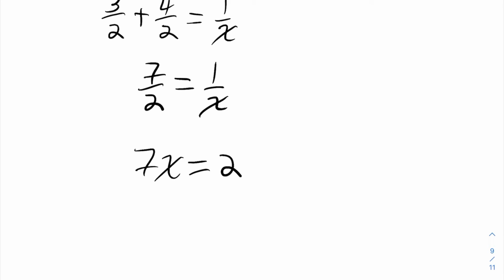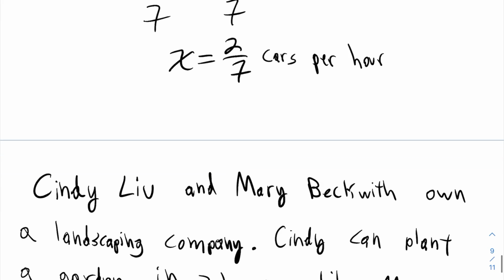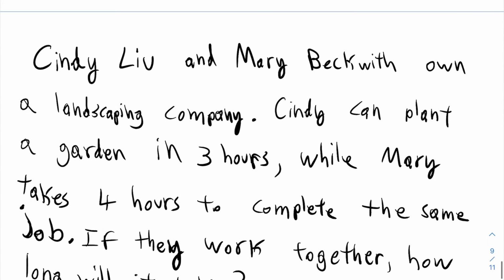So you divide both sides by 7, and you get x is equal to 2/7 hours, which means they'll do the 1 car in 2/7 of an hour. 2/7 is a little bit more than a quarter of an hour, a little bit more than 15 minutes. All right, so here's the last one.